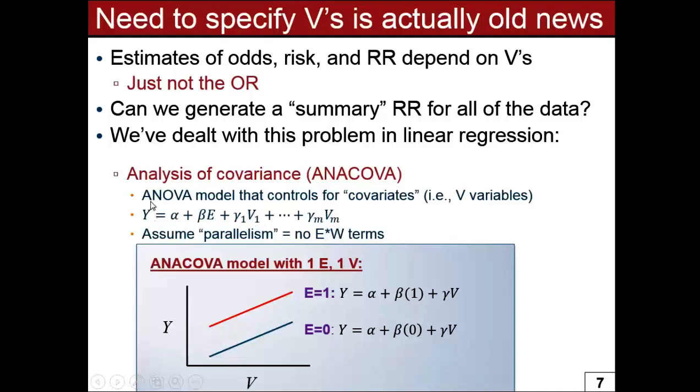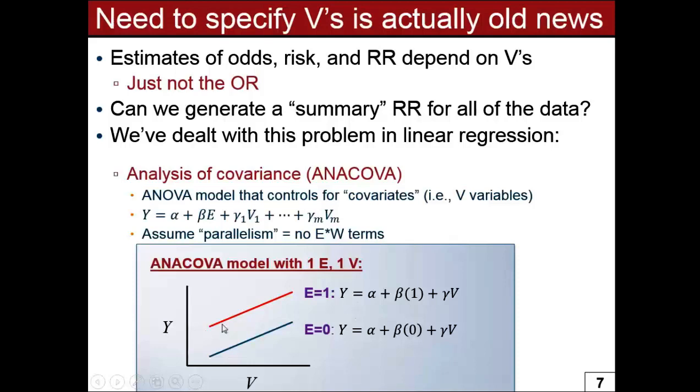Y, continuous Y, it's a linear regression model, is equal to alpha plus beta times exposure, a categorical exposure, two levels to it, plus adjustment for some other continuous V variables. Let's say it's age, blood pressure, or whatever. And there's this assumption in the ANCOVA, if this is in the linear regression book from last semester, that they're parallel. There's no EW terms. So this is a very simple analysis of covariance model, a linear regression model.